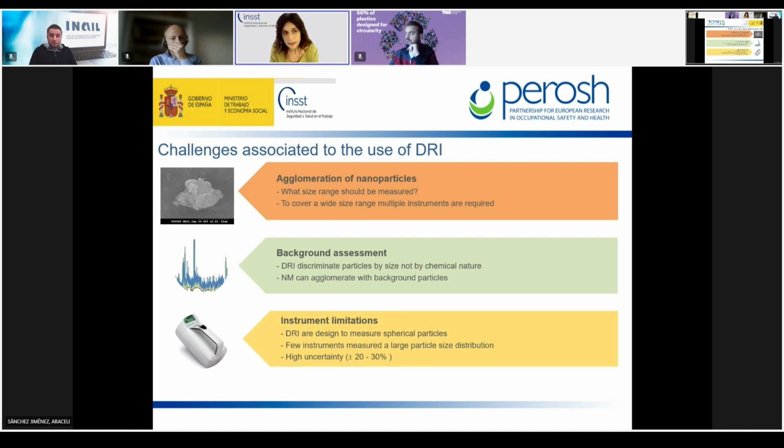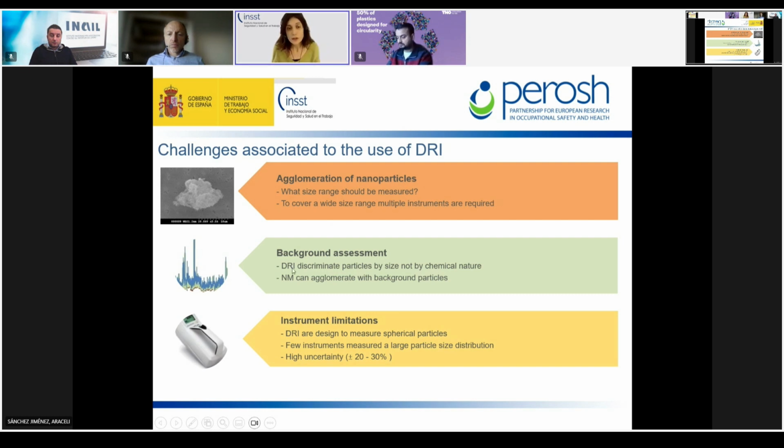Nanomaterials have a tendency to agglomerate, and therefore there is a need to assess the size range that has to be measured, which means what instruments to use, because, for example, this instrument works for a specific size range. This one is a CPC and only measures the number of particles that have a size below 1 micron. So if your nanomaterial forms agglomerates of 4 microns, you're not going to see it using this piece of equipment.